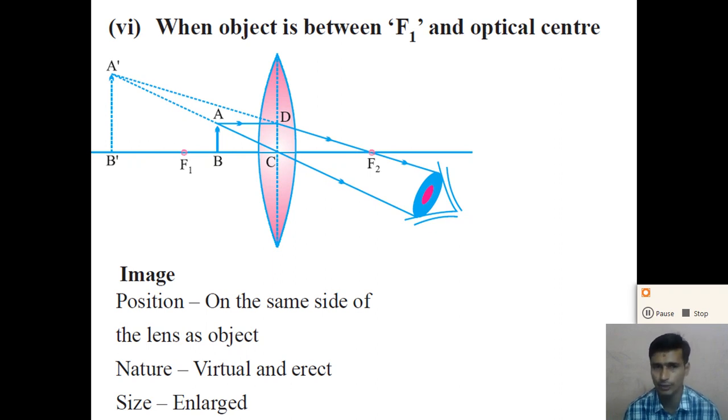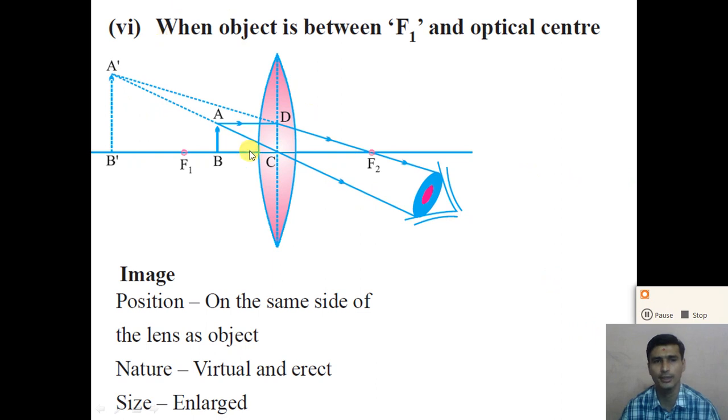Why is it virtual? Because the rays of light do not actually meet. If we extend beyond, the rays of light appear to meet at a point A dash. So the image produced by the lens is virtual and erect, and the size of the image is enlarged. That means it is larger than the object.